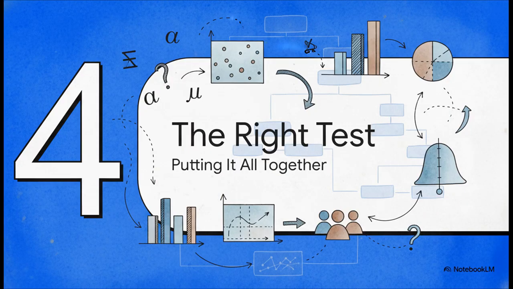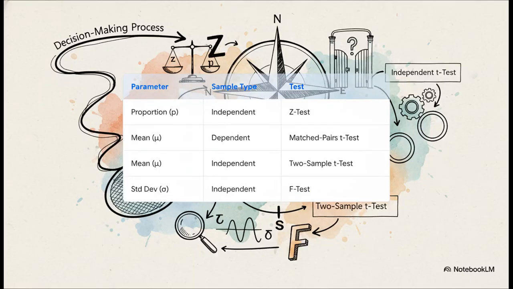And that's it. You've got your parameter, you know your sample type. Now for the fun part, the payoff. We can put those two answers together to find the exact correct statistical test to use. This table right here, this is your map. It lays it all out. Are you comparing proportions? Boom, you use a z-test. Are you comparing means? Well, now you ask that second question. Are the samples dependent? Then you use a matched pairs t-test. Are they independent? You use a two-sample t-test. And finally, if you're comparing that variability, that spread, your tool is the f-test. See? No more guessing. It's just a logical path.